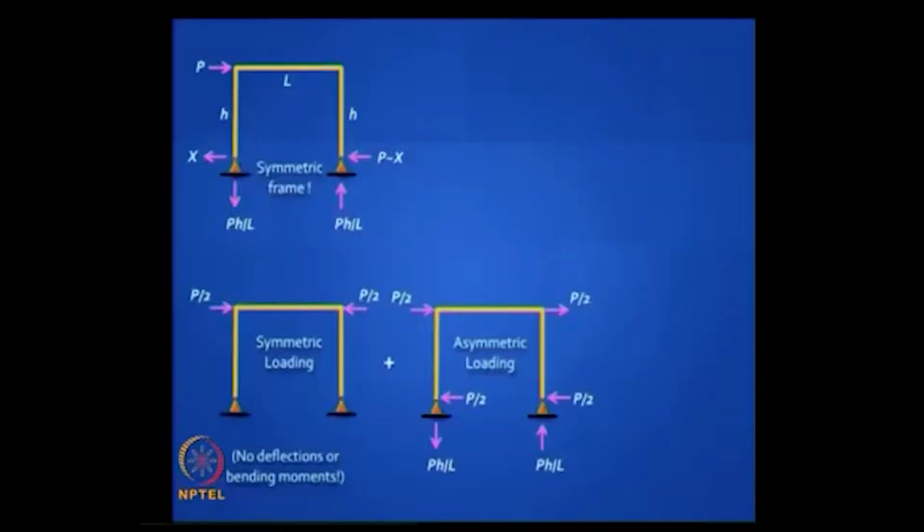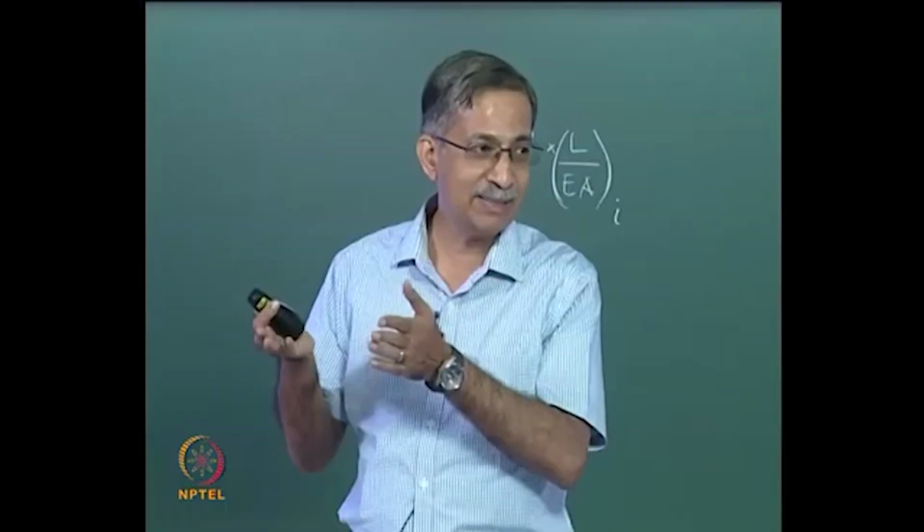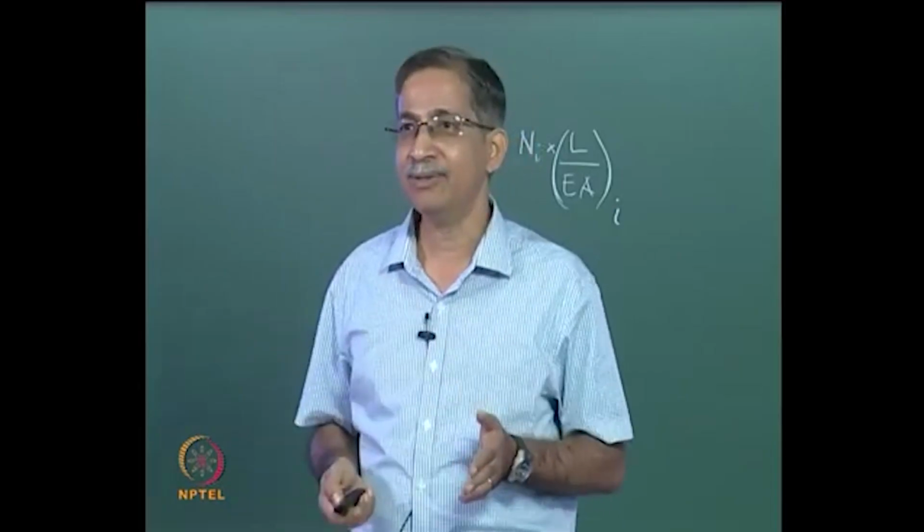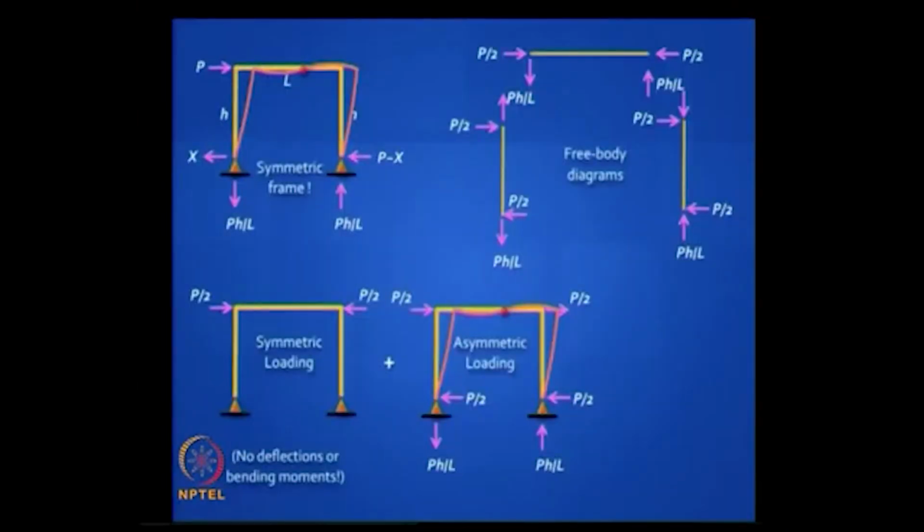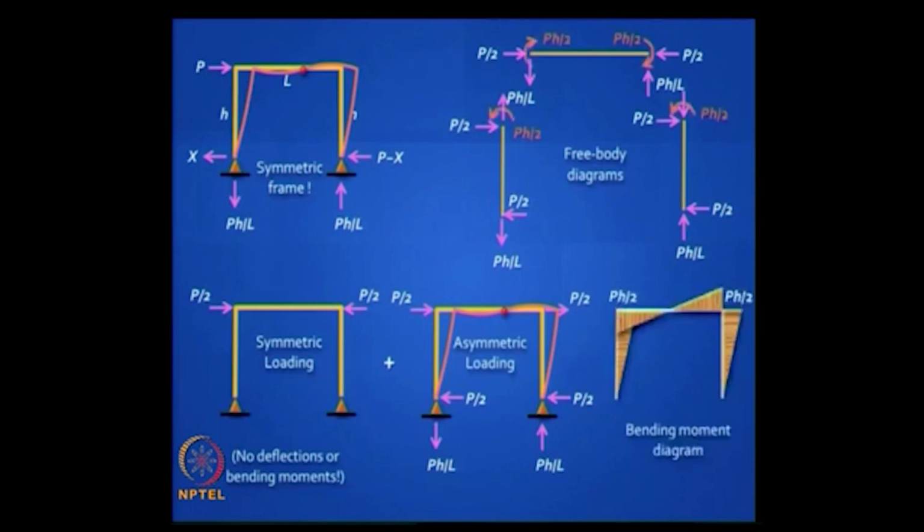you have only an axial force. Whereas in the second one, if you invoke parity and superposition, you will find that you will have to have P by 2, and so the deflected shape will look like that, and the deflection comes from the antisymmetric loading part. And so once you say P is shared equally, P by 2, the indeterminacy is gone, and you can analyze this, and you can draw the bending moment diagram.